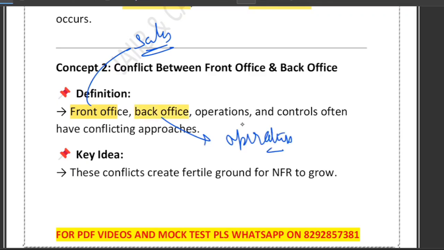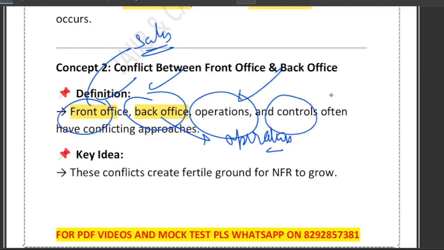Compliance wants strict checks and zero violation. The risk team wants full control and monitoring. So their priorities often conflict, and that is exactly where NFR grows. Everyone has a different priority: operations, risk management, all different. Because of these conflicting priorities, the NFR grows.